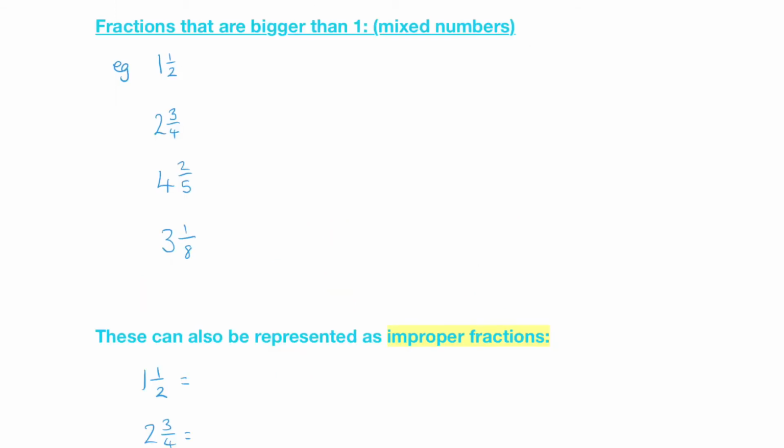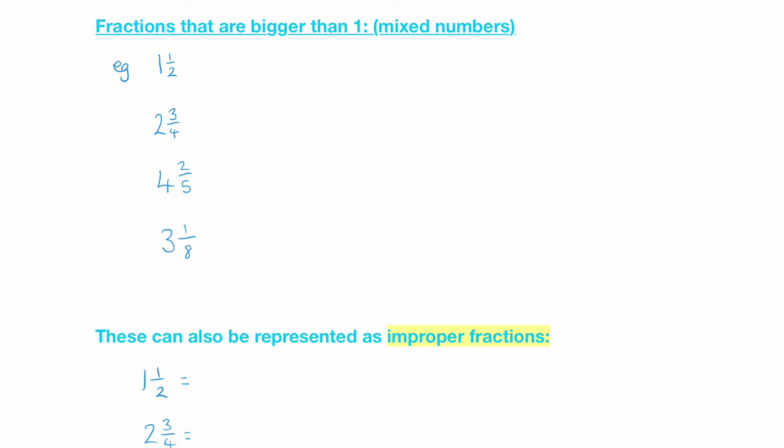Well, the next thing that we're going to go on to is looking at fractions that are bigger than 1, and they're called mixed numbers. So, for example, we've got 1 1/2, 2 3/4, 4 2/5, 3 1/8. So that's how we say these. We say the big number first, and then we say the fraction. So that's 1 1/2. Okay, 2 3/4, and so on.